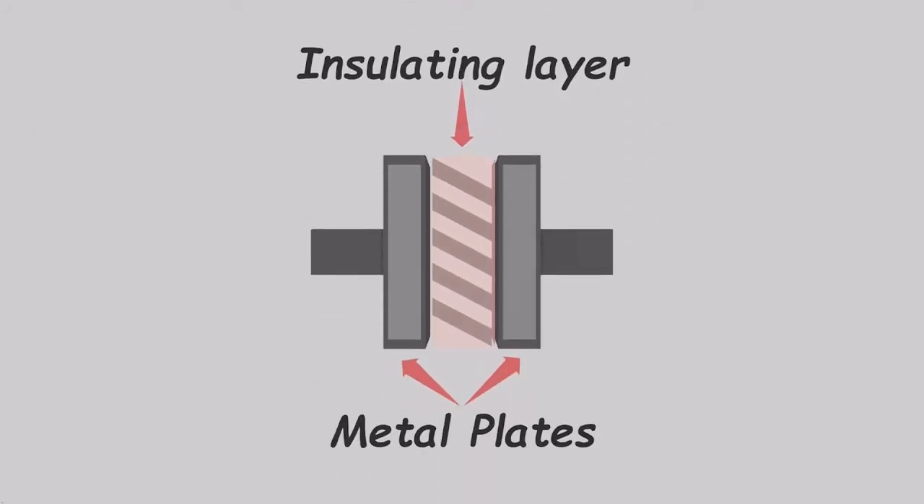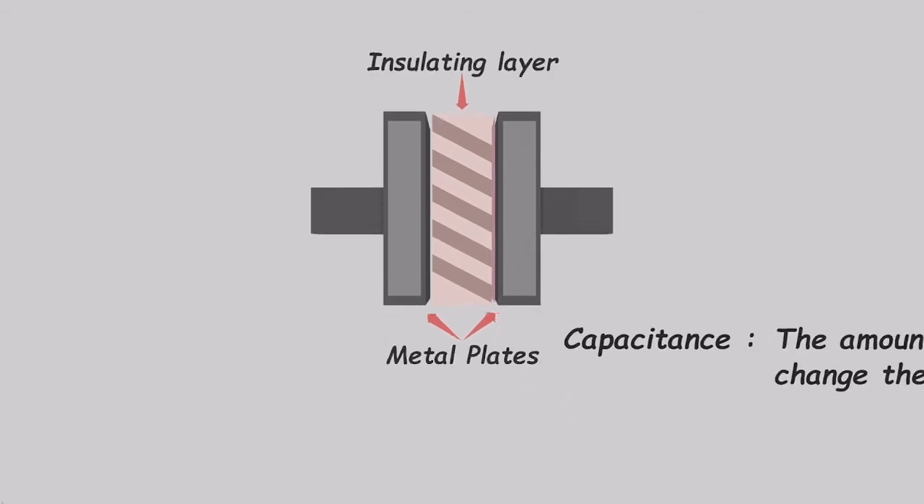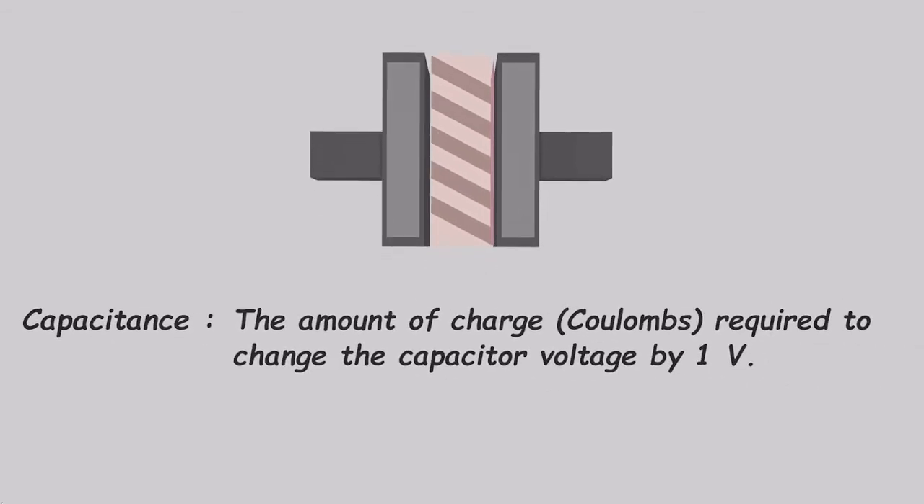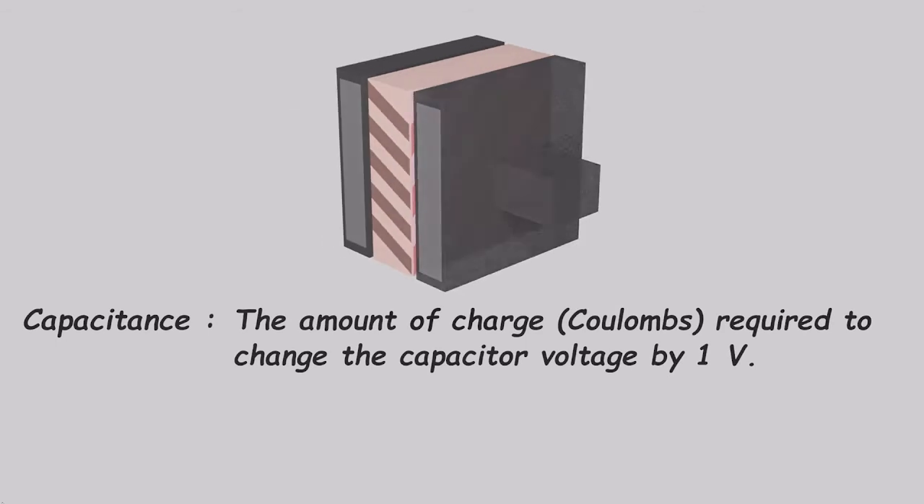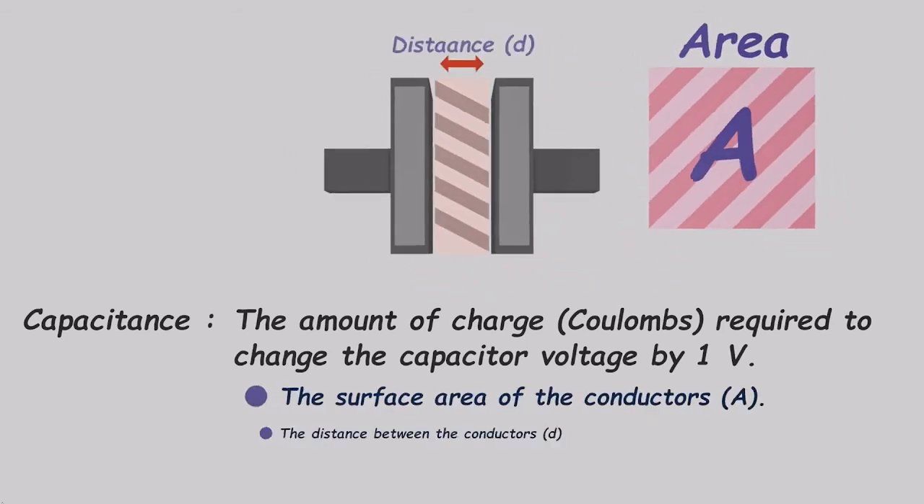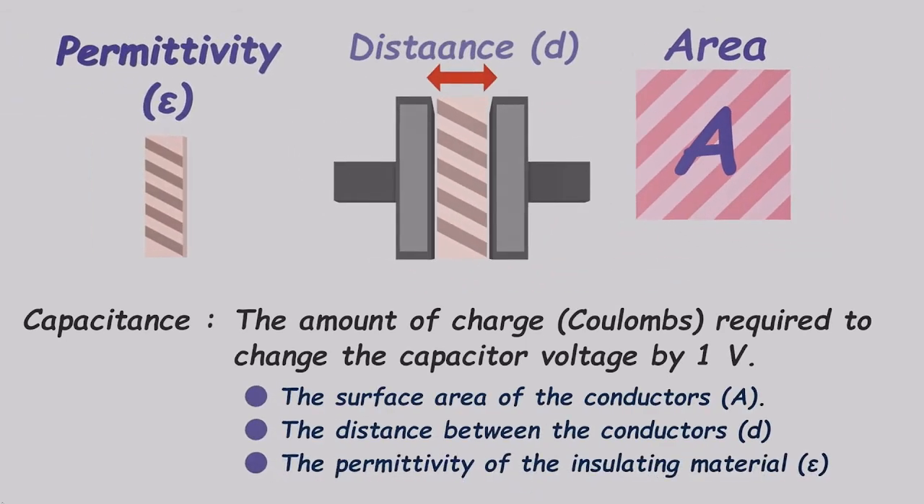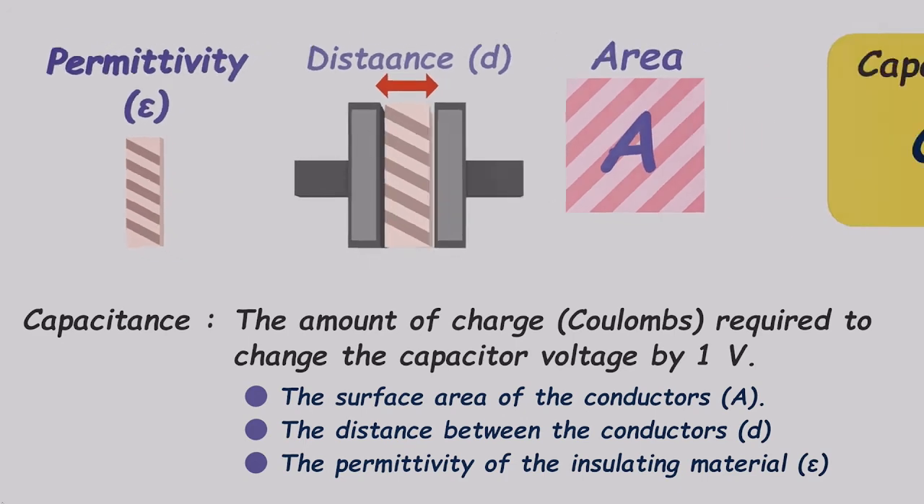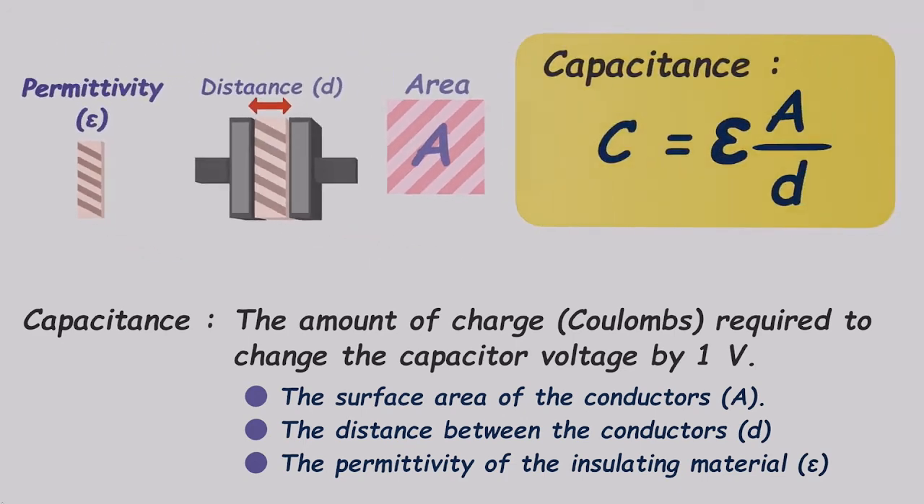Let's revisit the construction of the capacitor. It consists of 2 metal plates, separated by an insulating material layer. The capacitor's capacitance, indicating the charge it needs to change its voltage by 1 volt, depends on 3 main factors: the surface area of the conductors, the distance between the conductors, and the unique permittivity of the insulating material, which depends on the material. We can calculate the capacitance using the equation.